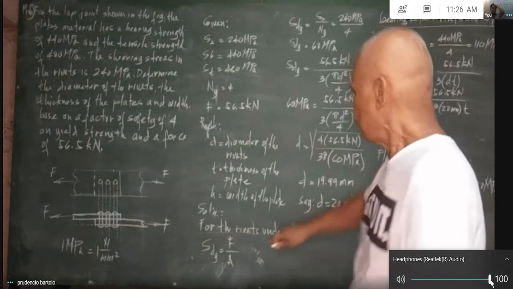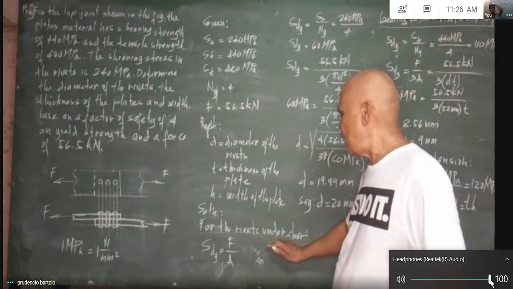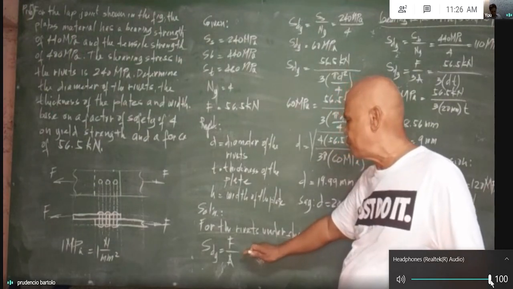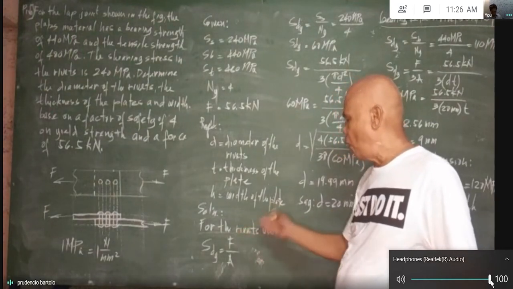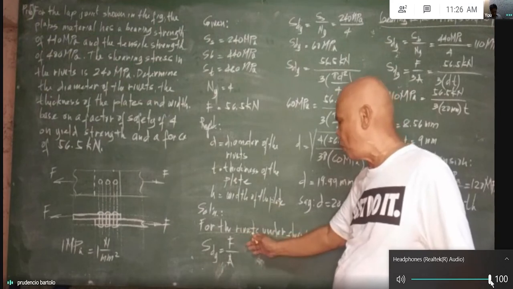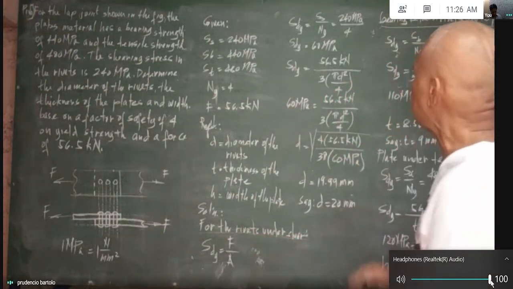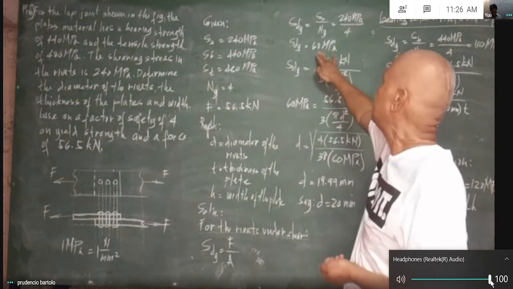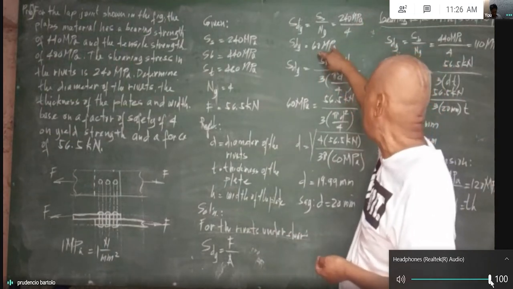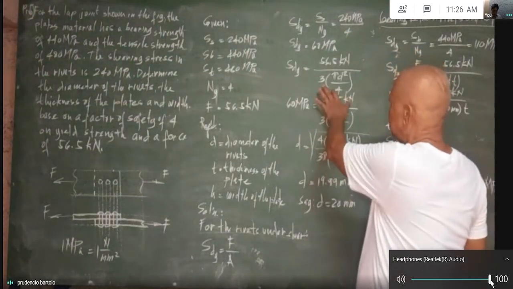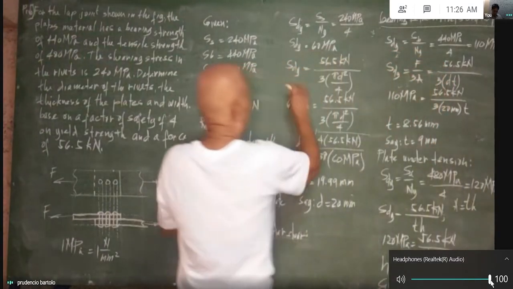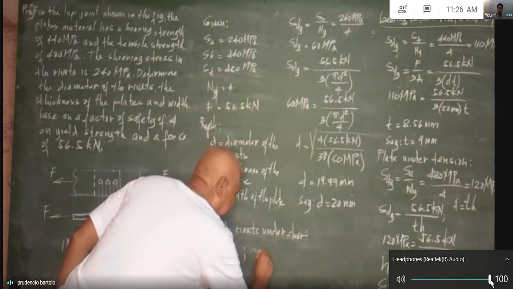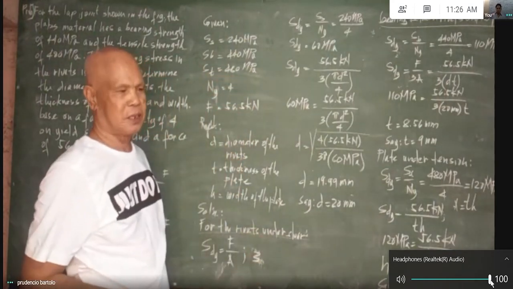For the rivets under shear, the general form of the equation is design stress equals the force divided by the area, where the design stress can be taken at 60 megapascal. Our shearing area here: there are three rivets.